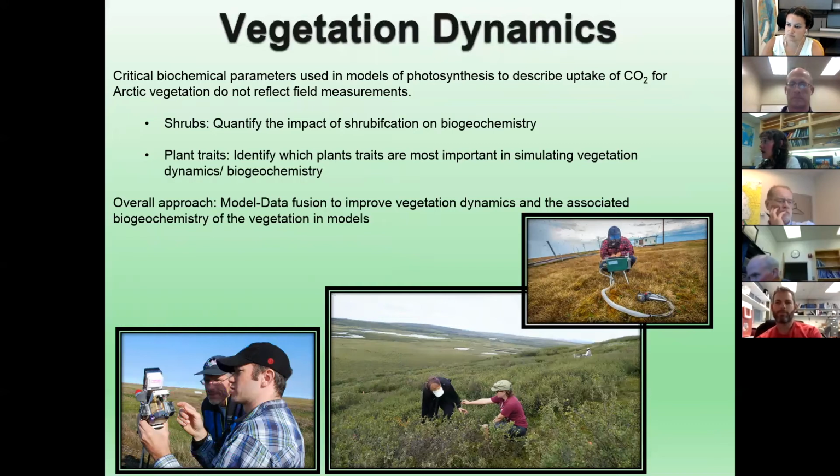And so in this latest phase of the NGEE project in the Seward Peninsula, there's been a big focus on looking at shrubs and quantifying the impact of shrubification on biogeochemistry and Arctic carbon cycling, particularly timely, since a number of studies have shown how much shrubs are changing in their presence across the Arctic tundra landscape, becoming quite a bit more prevalent. And then there's another focus on collecting a lot of different plant trait data and then identifying which plant traits are most important in simulating vegetation dynamics and biogeochemistry in Arctic tundra.